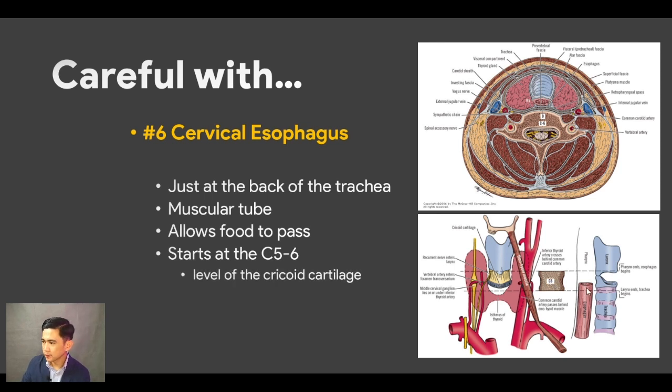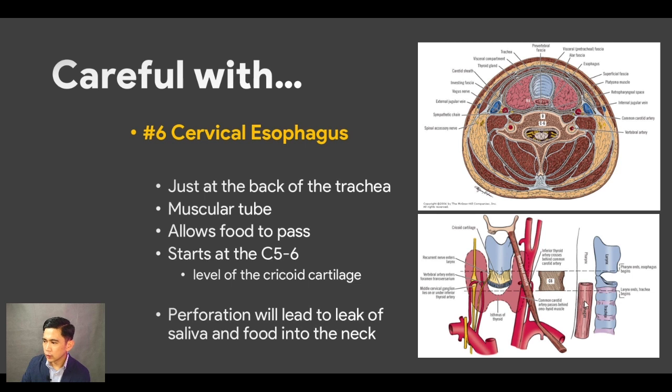At the level of the cricoid cartilage, again, thyroid cartilage, cricoid cartilage, and the tracheal cartilage. When you cut this, or you have damage to it while removing the thyroid, for example, you cut it over here, food will leak out into the neck when you eat, or saliva will leak out, and it will cause deep neck infection. So we have to be very careful of the area surrounding the thyroid.